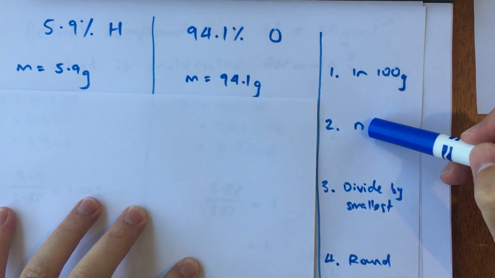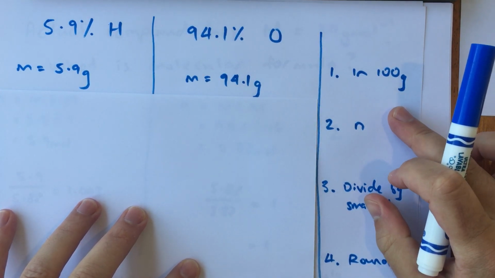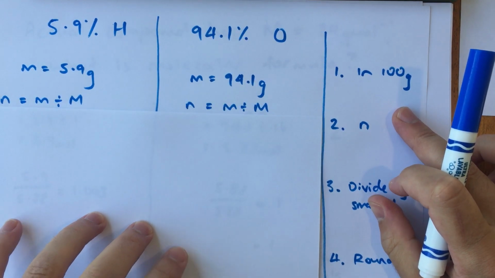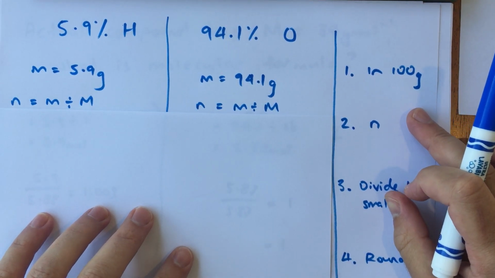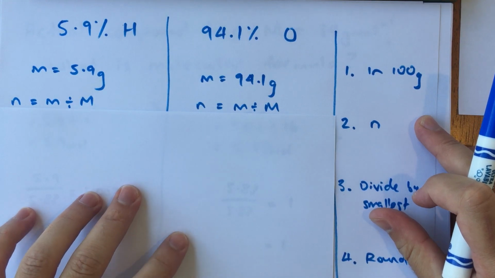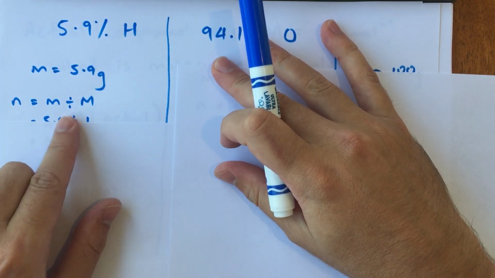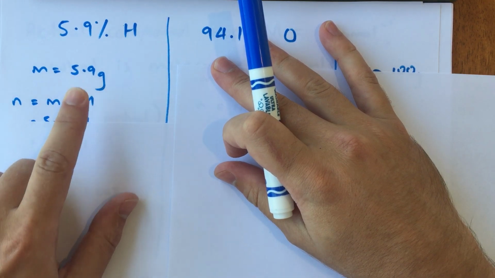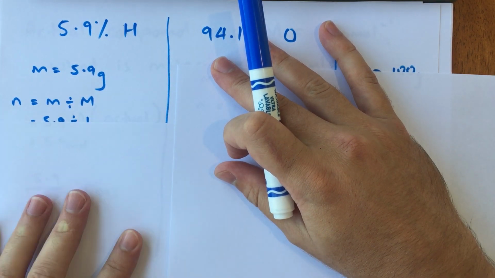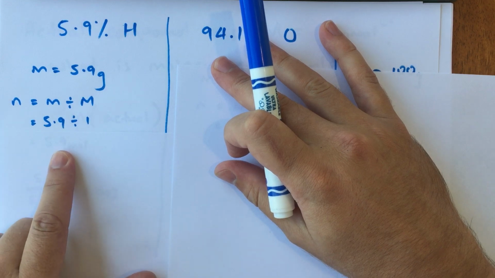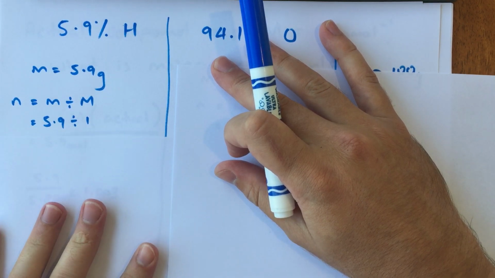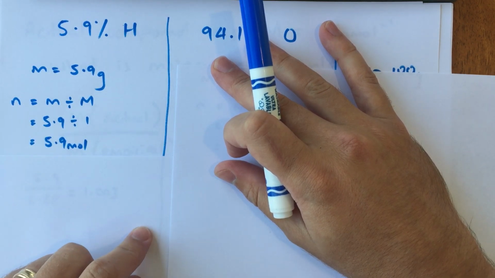Step number 2 is to turn those masses into a number of moles. So I do that by dividing the mass by the molar mass. So we'll look at hydrogen here first. So if I have the mass of hydrogen being 5.9 grams, its molar mass from the periodic table is 1, or 1.0. 5.9 divided by 1 gives me 5.9 mole.